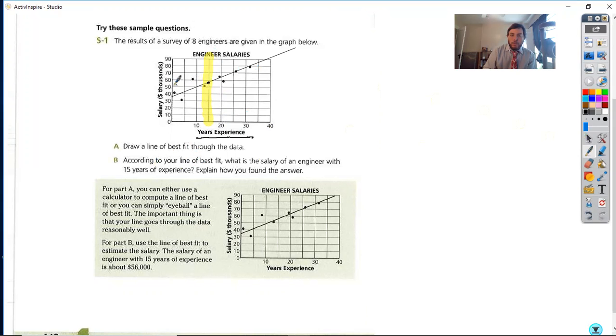If we go over to the y-axis here, we see that it's somewhere between 50 and 60, closer to 60. In this example here, they said that it's about 56,000. I would agree with them. If you said 57,000, that would be fine. 58,000 even would probably be acceptable based on your line of best fit. In this problem, they didn't want us to find the exact numbers, so anything around that range would be good.